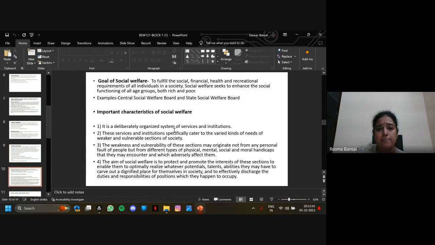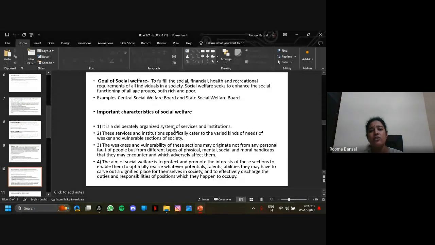society or human beings. What is the goal of social welfare? To fulfill the social, financial, health, and recreational requirements of all individuals in the society. Social welfare seeks to enhance the social functioning of all age groups, both rich and poor. Here you can take the example of State Social Welfare Board, Central Social Welfare Board, or Bal Vikas Bhavan, or the educational system, central schools. All kinds of people take admission over there, whether rich or poor. In the National Open Schooling System, people who stopped their education due to any sort of reason can continue their education from there.